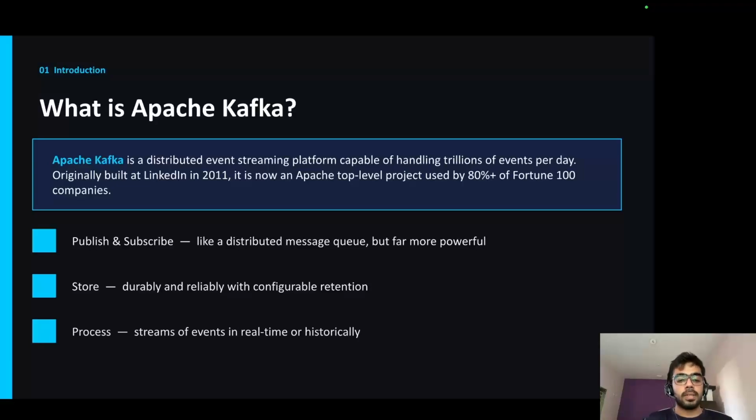The three core capabilities of Kafka are publish subscribe, durable storage, and real time stream processing. Kafka is not just a message queue. The key differentiator is that events are stored and can be replayed.